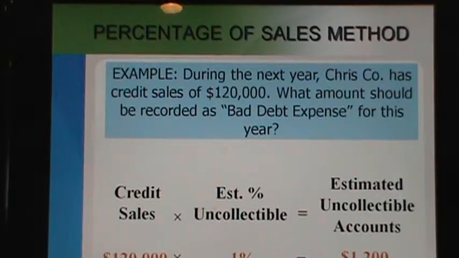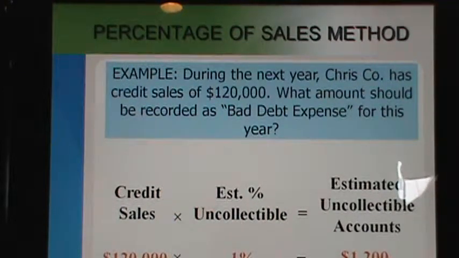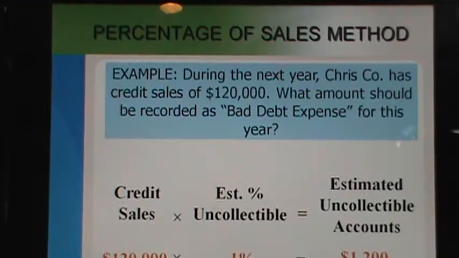So during the next year, Chris Company has credit sales of 120,000. What amount should be recorded as bad debt expense for this year? And they have to record it prior. So we're just going to estimate, and we're going to estimate that it's going to be the same, about 1%. So we take that $120,000 credit sales, multiply it by 1%, and we're going to estimate that $1,200 of those credit sales will be uncollectible.